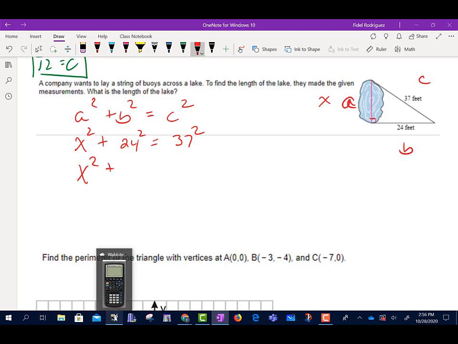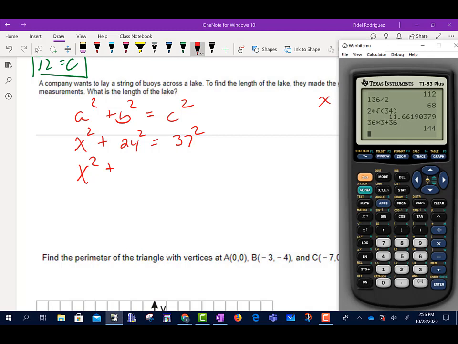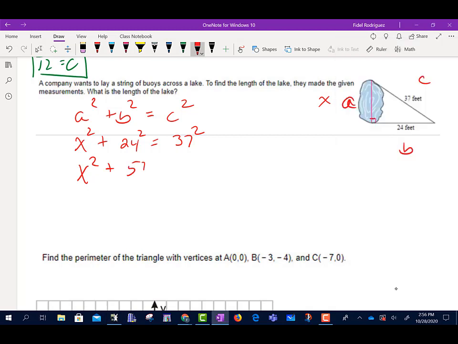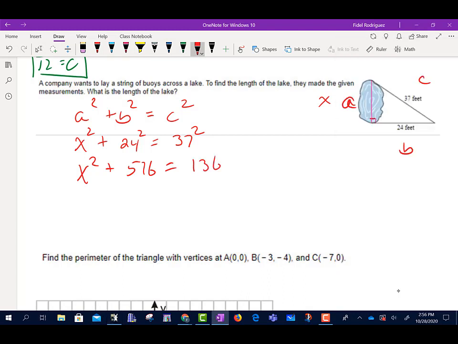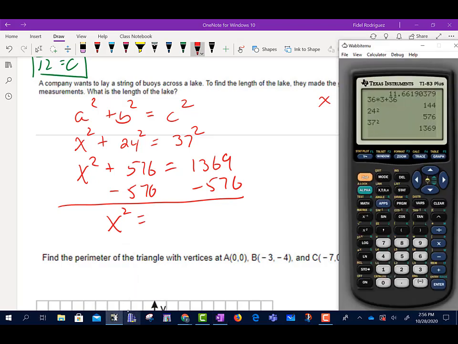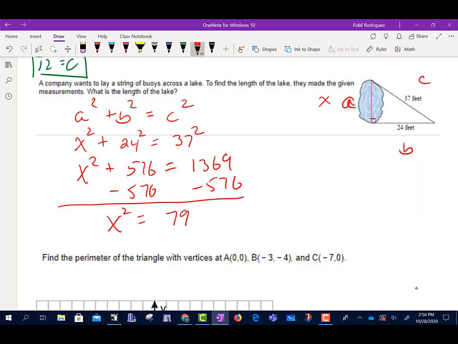Okay. So I'm going to grab my calculator. I need to figure out what's 24 when we square it. 24 squared is 576 equals, what about 37 when we square it? It's going to be 1369. Okay, so let me subtract 576 on both sides. We said we're going to minus 576, and I'm coming up with 793.